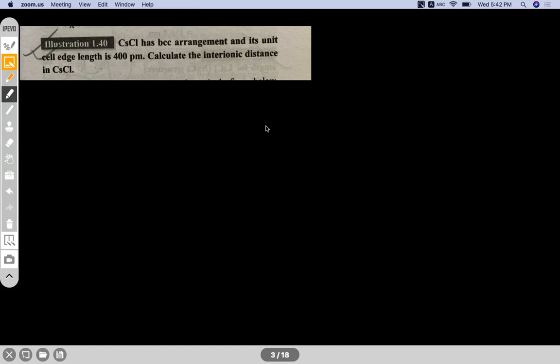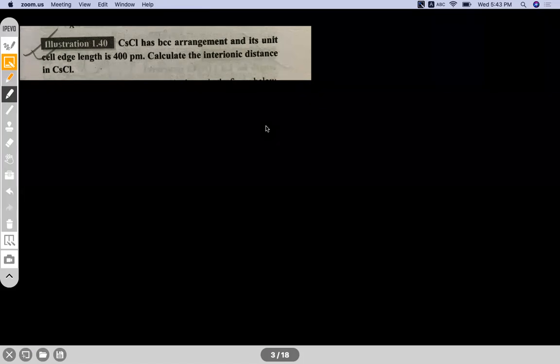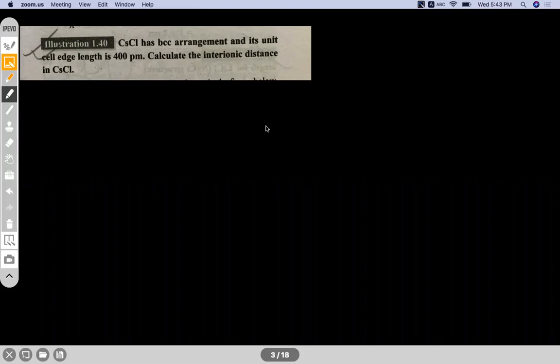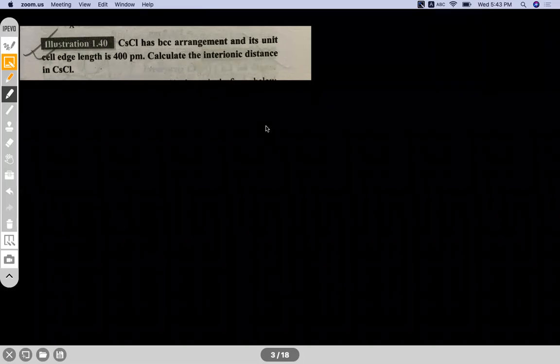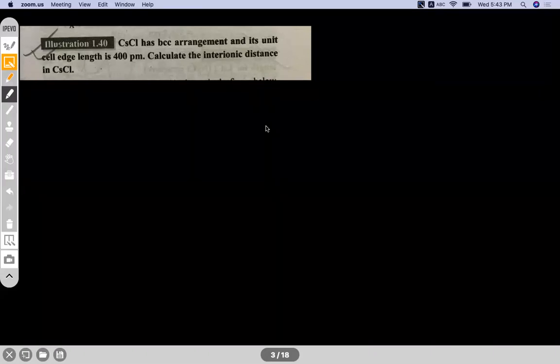So obviously the question is about Cs plus and Cl minus. So we need to find out root 3a by 2, isn't it? Yes, a value is given. You can find out simply root 3a by 2. These are not difficult once you know the structure. If you do not know the structure of CsCl, you won't be able to do it. Okay. One more question I'll show you here.